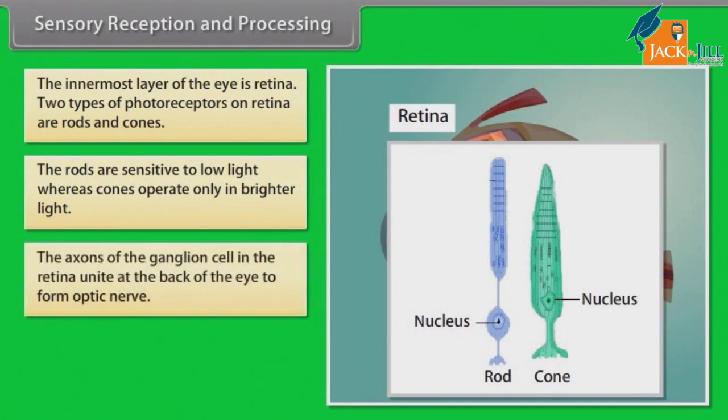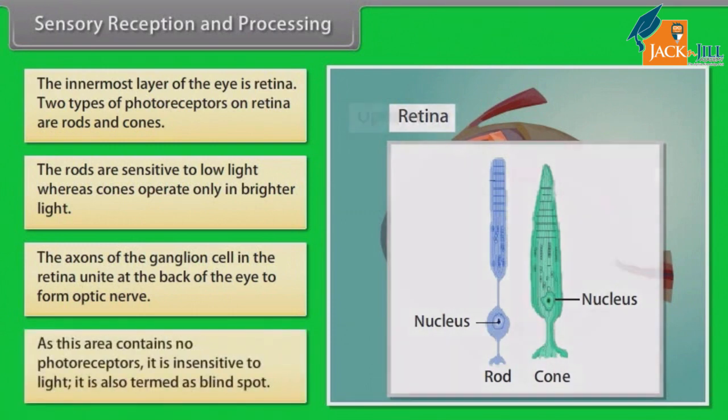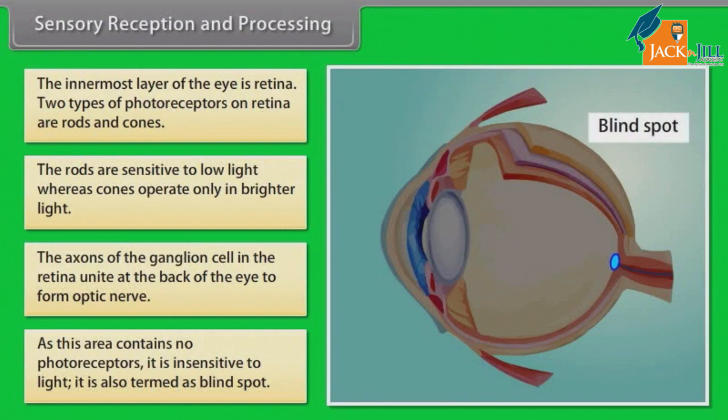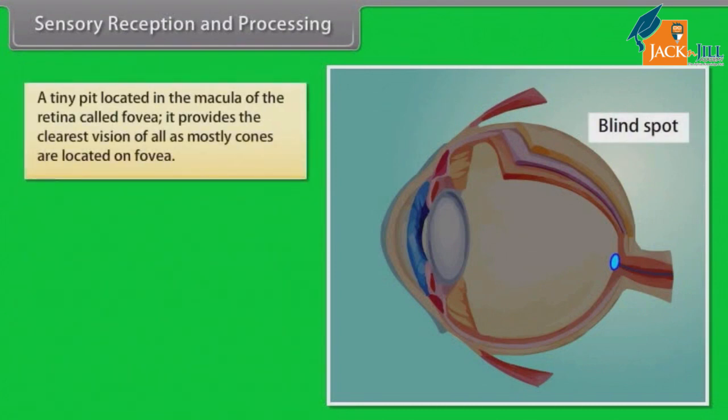The axons of the ganglion cells in the retina unite at the back of the eye to form the optic nerve. As this area contains no photoreceptors, it is insensitive to light. It is also termed the blind spot. A tiny pit is located in the macula of the retina and is called the fovea. It provides the clearest vision of all, as mostly cones are located on the fovea.